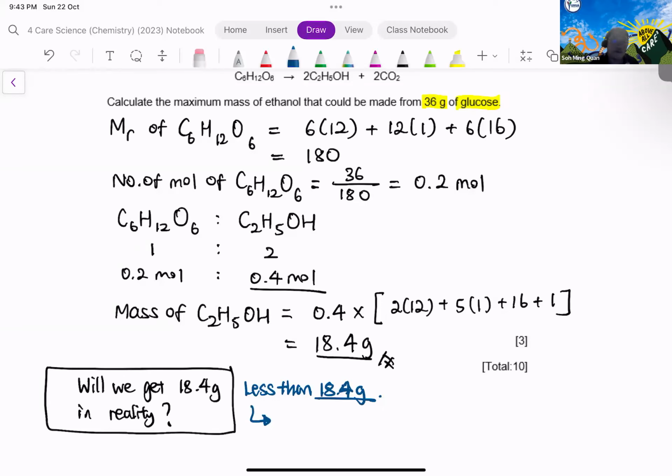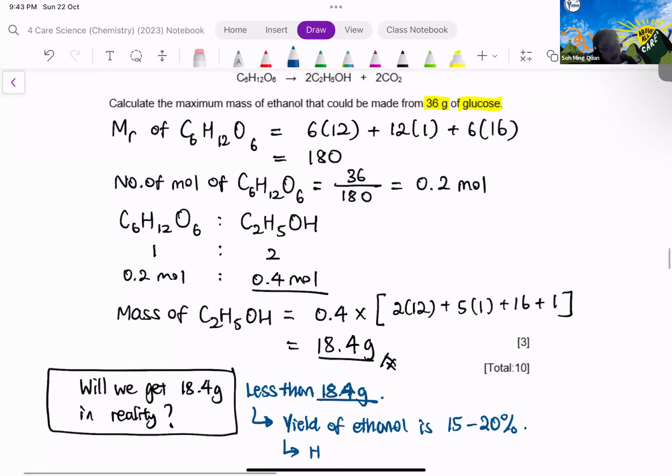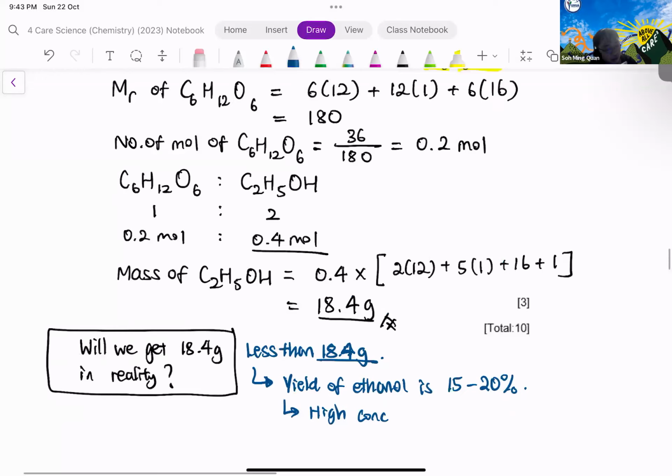So this goes back to whatever we have learned under fermentation. If we recall, for fermentation, we need glucose solution, 37 degrees Celsius temperature, and the absence of oxygen. Moreover, we have to add yeast. We know that the yield of ethanol is 15 to at most 20%. And this is because high concentrations of ethanol kill the yeast. So we will never ever reach 18.4 grams.